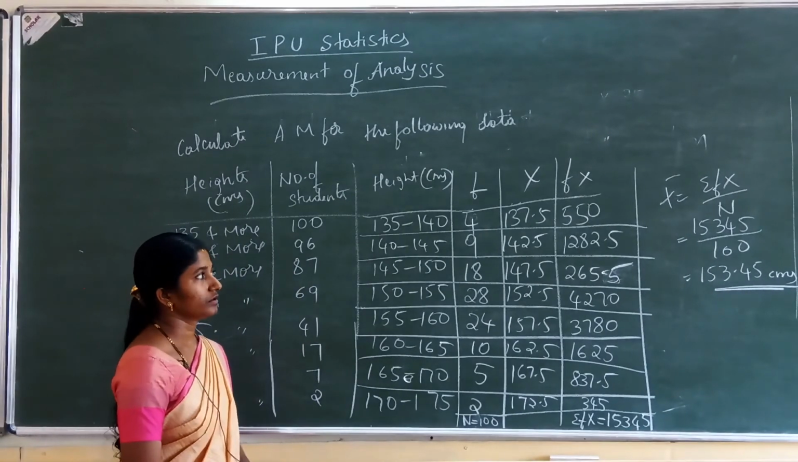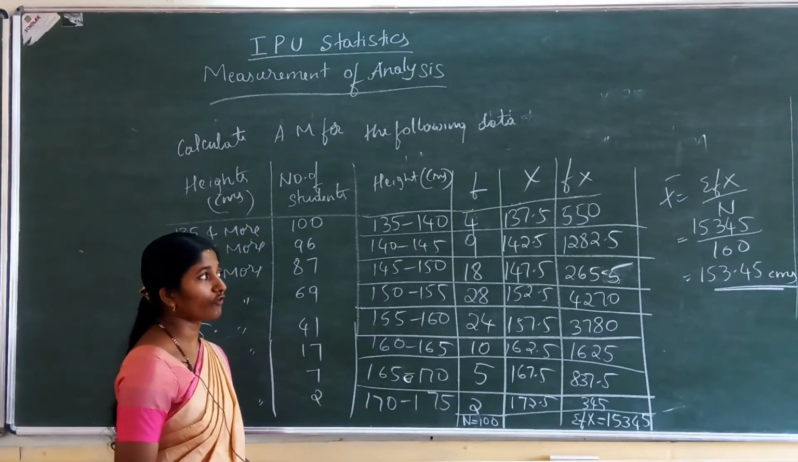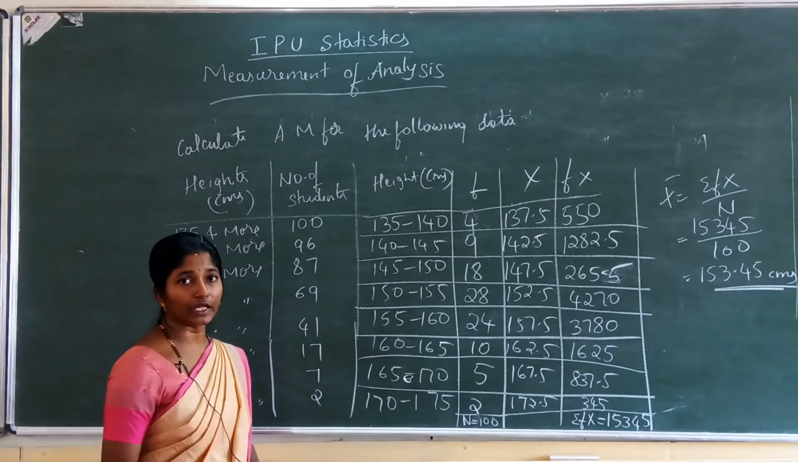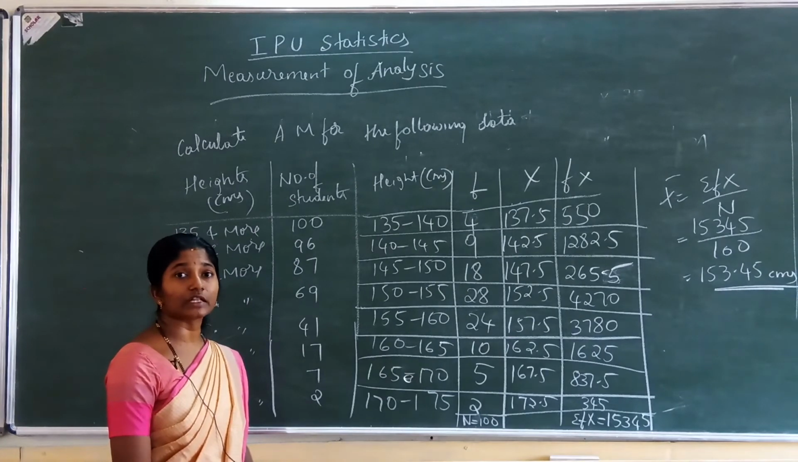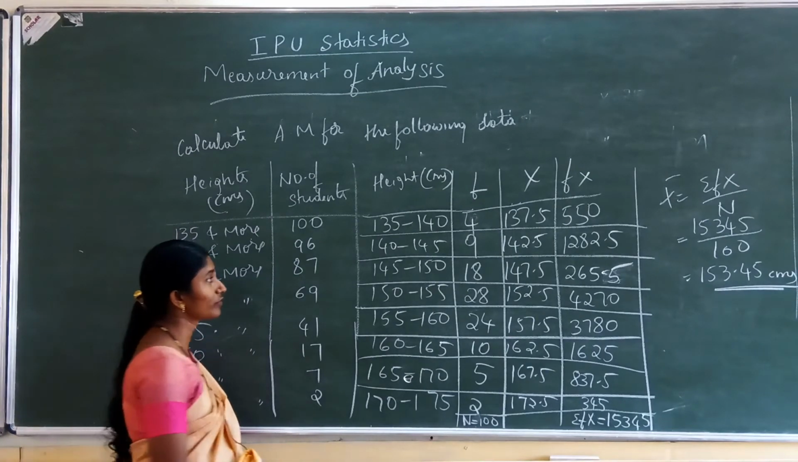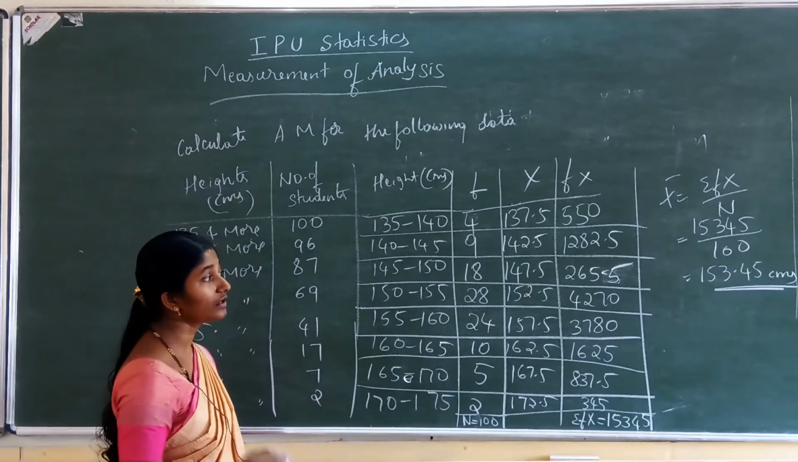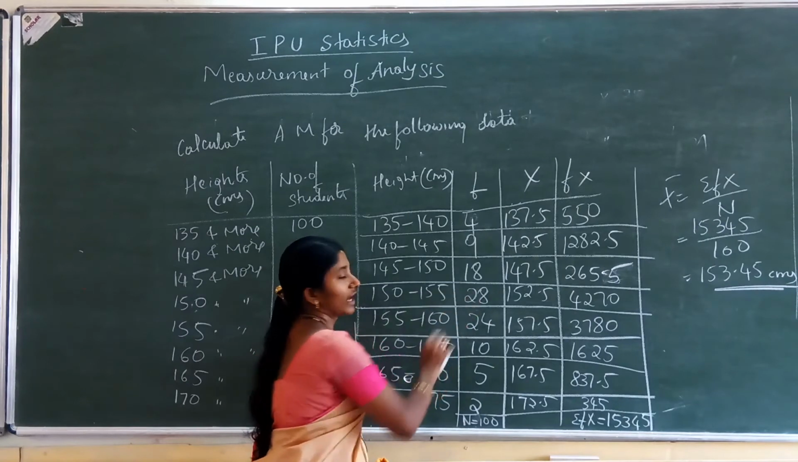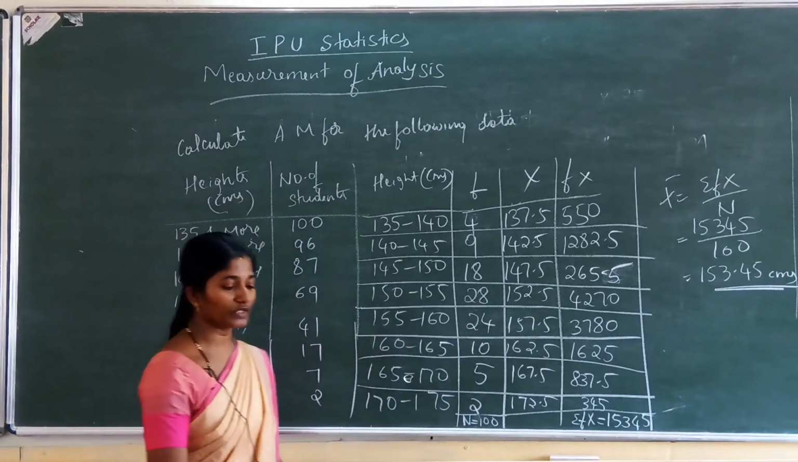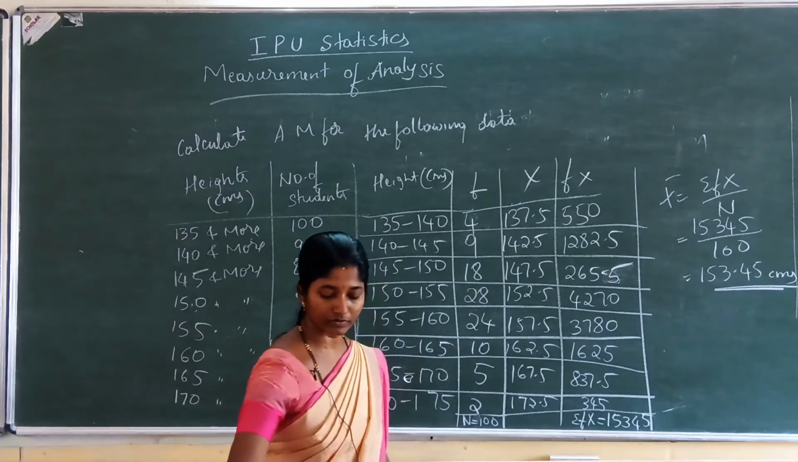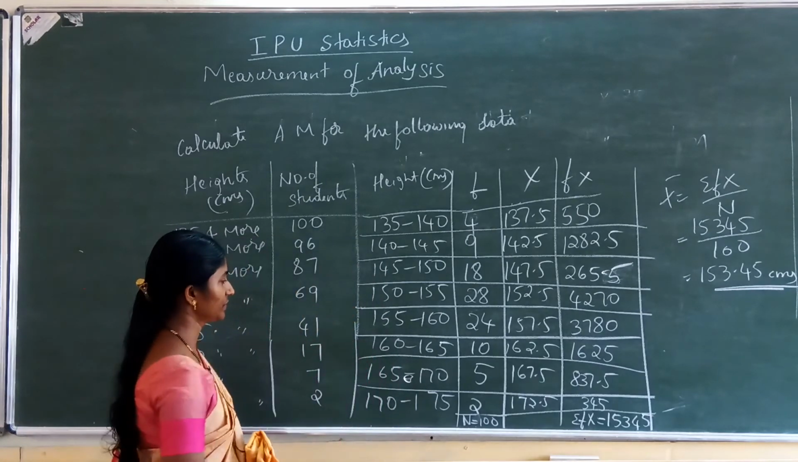Now calculation of all these we have completed. Then missing frequency in the arithmetic mean. If one of the frequencies is missing, how we have to calculate and how we should find out that frequency value, that is the missing frequency.